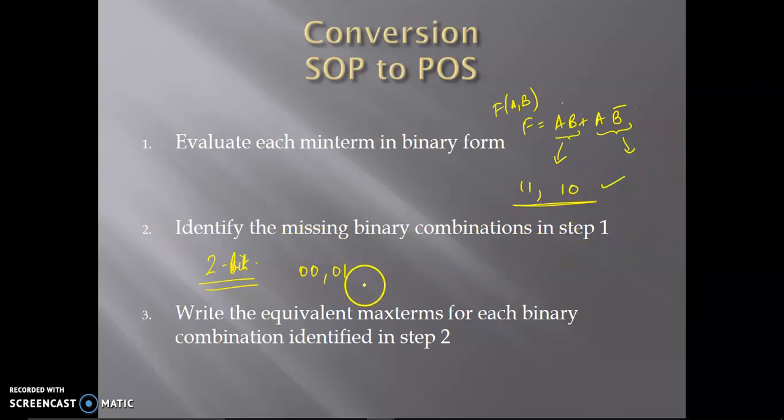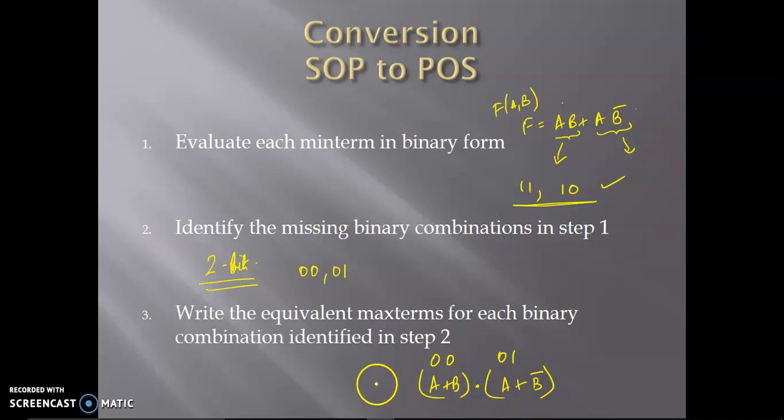This is step 2. In the third step of the conversion, what we do is write the equivalent max terms for each binary combination. That means the first binary combination in step 1 was 0, 0. What is the equivalent max term corresponding to 0, 0? A plus B. What is the equivalent max term corresponding to 0, 1? A plus B bar. Okay. Since it is a POS form, you do an AND product. This is your corresponding POS. This was the SOP. This is the POS. This is how we obtain POS from SOP.